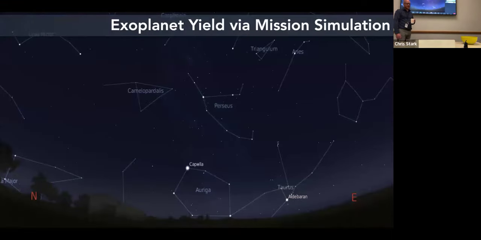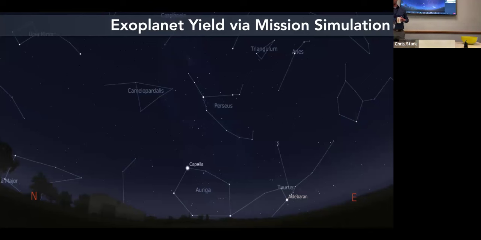Before I get to that, I will have to provide some obligatory slides that review what exoplanet direct imaging yield is and why we care about it. In essence, we care about it because it's a really good metric that relates performance parameters of your mission to scientific productivity. By learning about what the yield is and how it's sensitive to different parameters, we can better understand how to design the mission.